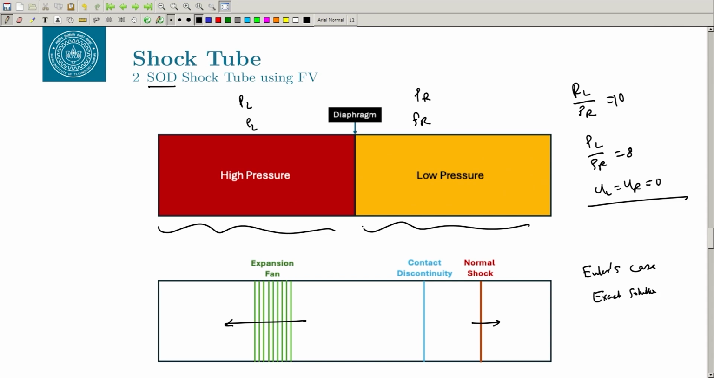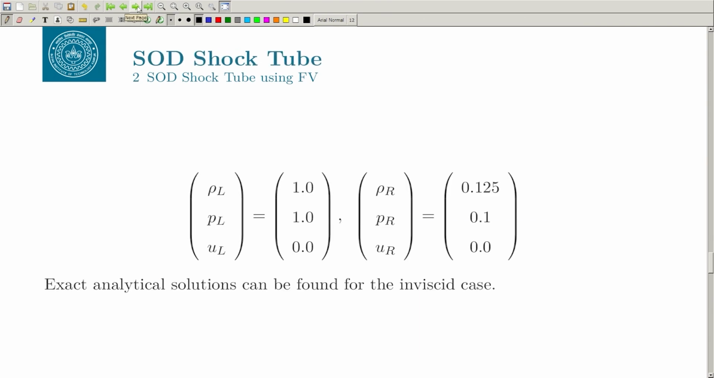So, we always choose this problem because we know the exact solution and we can compare our solution with it. These are the definitions. I have taken 1 and 0.125. If you solve in dimensional form, you can take appropriate values, for example rho L maybe 1.25 and P equal to 1 atmosphere, and still you can solve it. Here I am taking the non-dimensional form, so rho L is 1, P L is 1, U equal to 0.